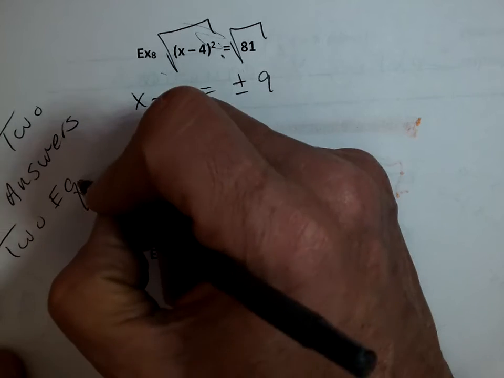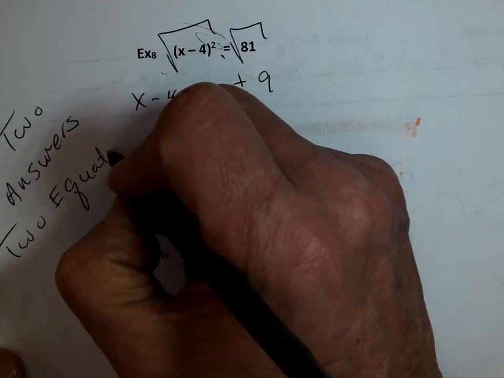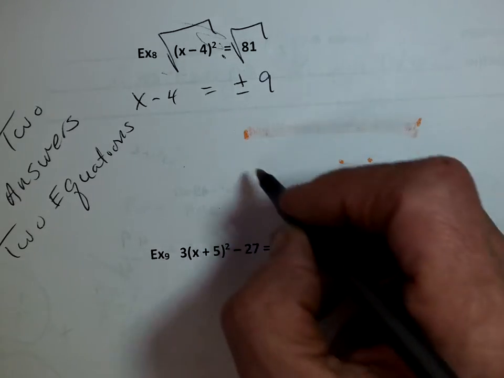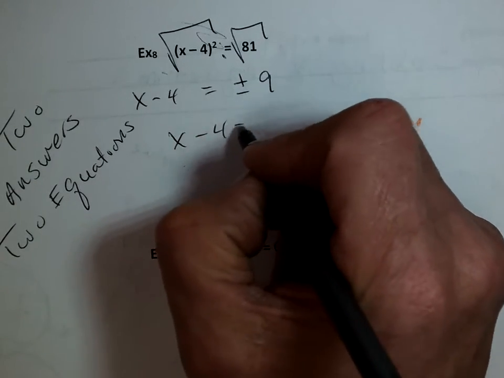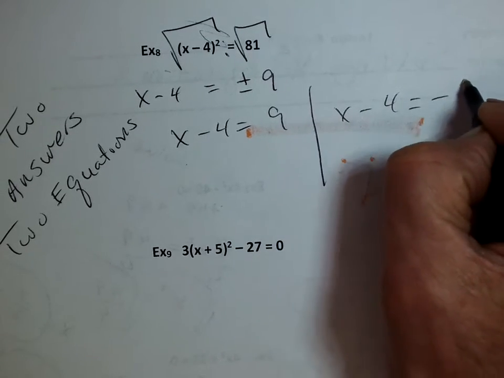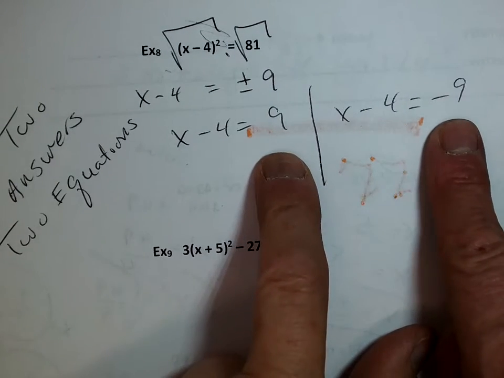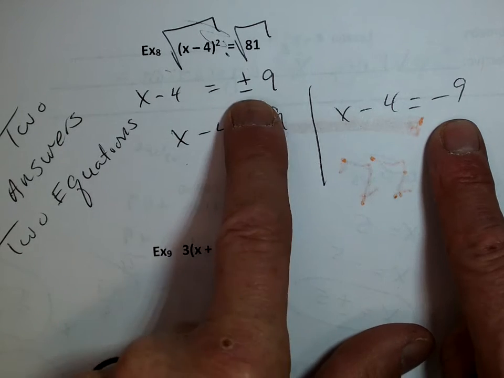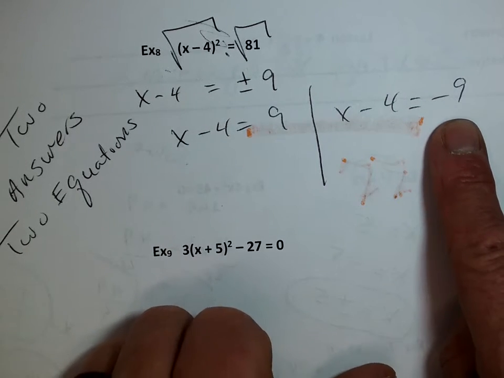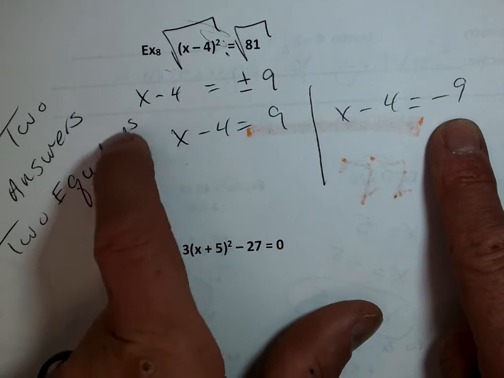And I'm going to show you where they are. This is not hard, but my two equations are going to be x minus 4 equals 9, and x minus 4 equals negative 9, because I've got the plus or minus 9. See that? X minus 4 equals 9, x minus 4 equals negative 9.